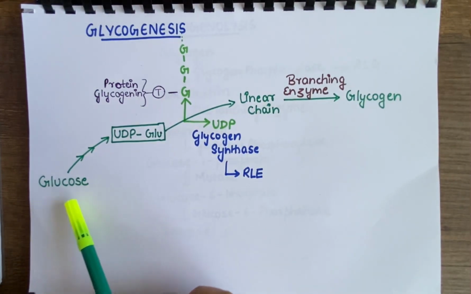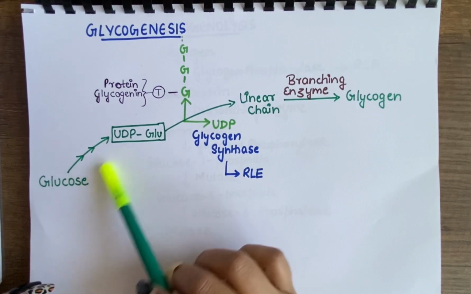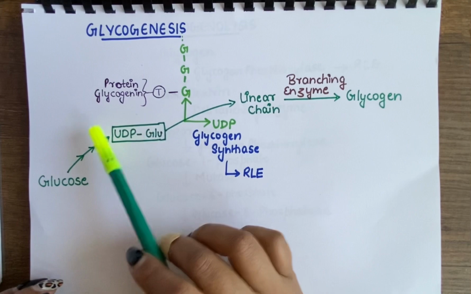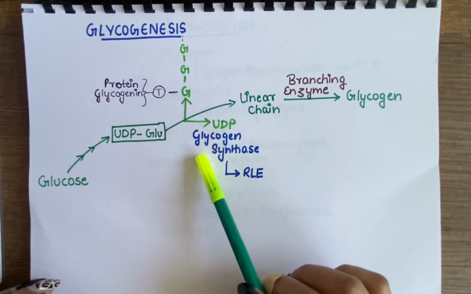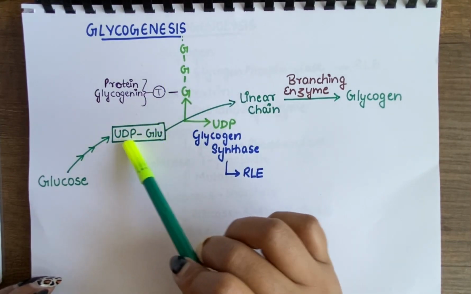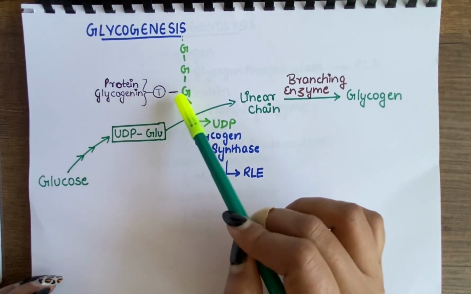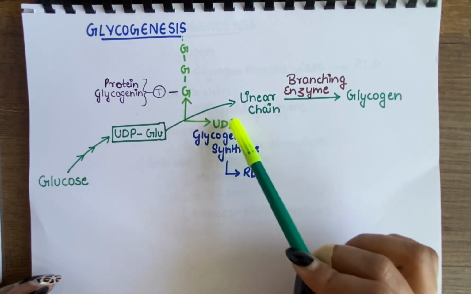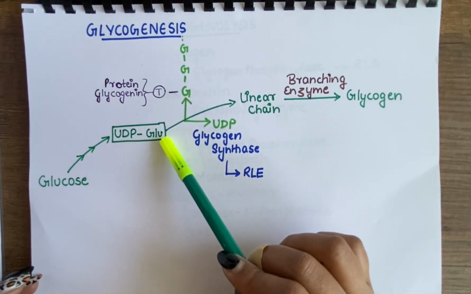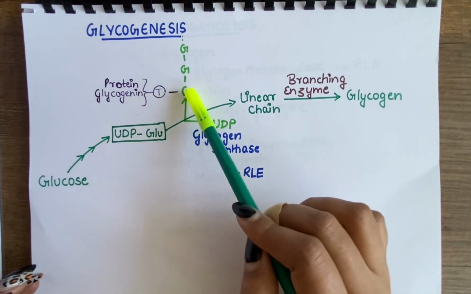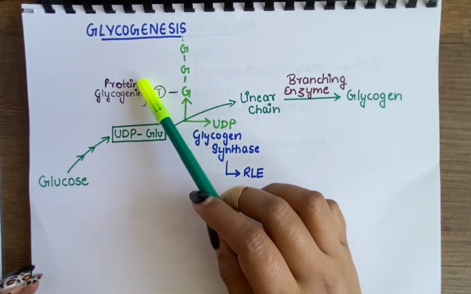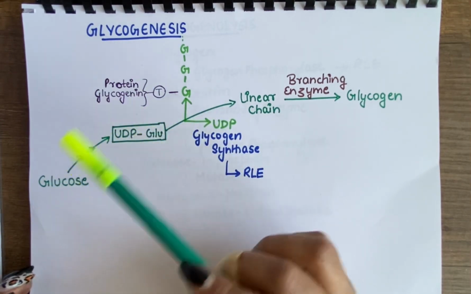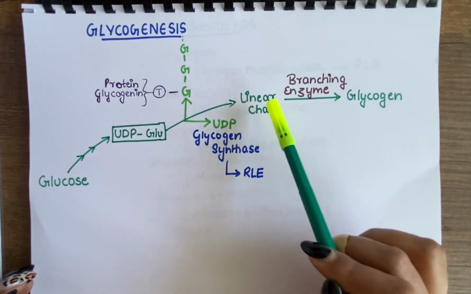So first this glucose has to be activated. This process is known as activation, and UDP glucose will be formed. What will happen? This UDP glucose, in presence of glycogen synthase, will go to protein glycogenin, attach the glucose to the tyrosine component of this protein, and UDP will be removed. This process will be repeated several times and we'll get a linear chain of glucose.